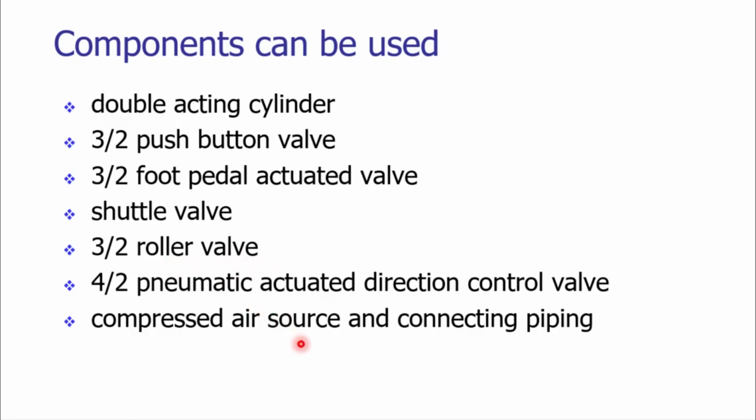To control the direction of the compressed air which is applied to the double acting cylinder, we need to have a DCV, that is the direction control valve. So here we are using a 4x2 pneumatic actuated DCV. A compressed air source is required and a FRL unit, that is a filtration, regulation and lubrication unit, is required with the required connecting pipes. So let us look at the configuration that is developed for the given problem.